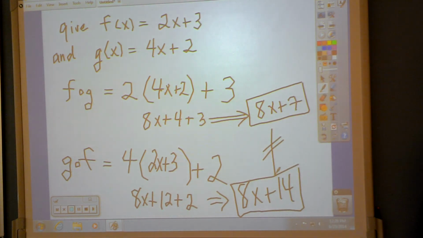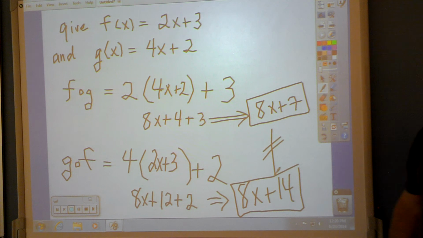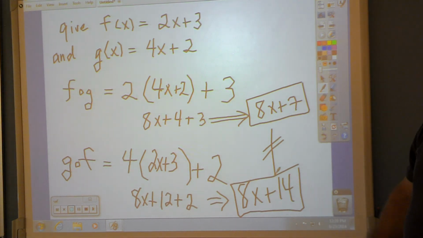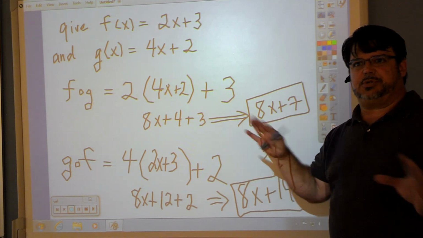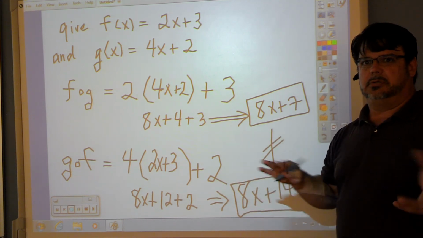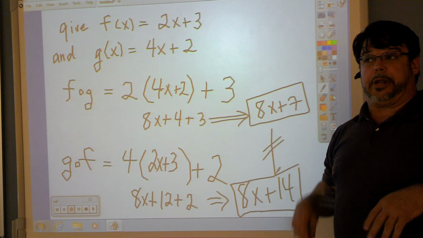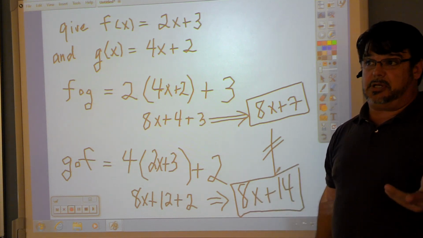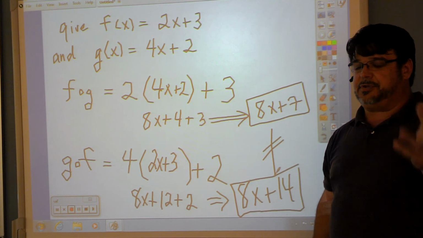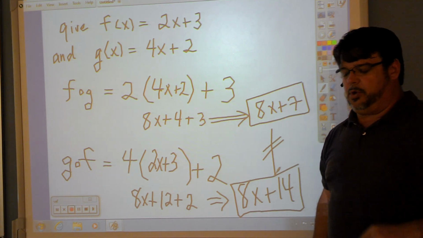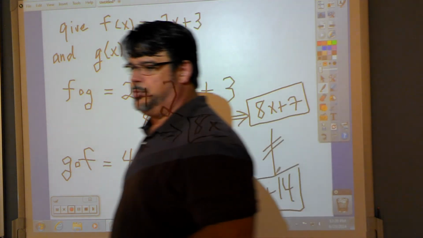Sometimes they may come out to be equal, sometimes they won't. Most of the time they won't. And that's how you do 7.4 composition. It's just plug and chug, plug and chug. Now, what I wanted to cover today was plugging and chugging and finding your f of x, f of 2, f of 3, but I'll have to wait and go over that Wednesday because of the computer situation.